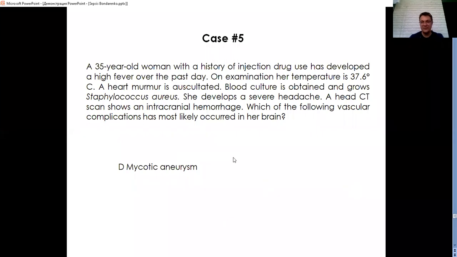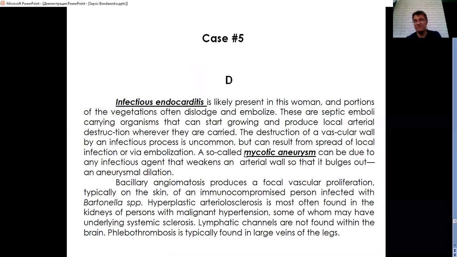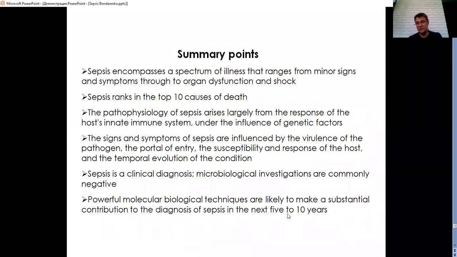That's the mycotic aneurysm. Since we have to deal with thromboembolism to the brain arteries, there is the risk of development of a mycotic aneurysm, which is basically not associated with fungi. It's just the traditional misnomer, but it's rather the result of damage of the vessel wall, weakening of it, and development of the aneurysm. Okay, that's all I wanted to tell you.